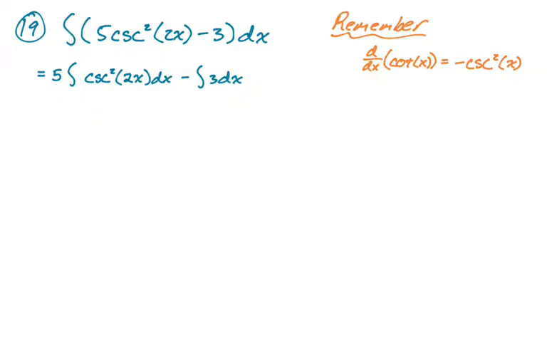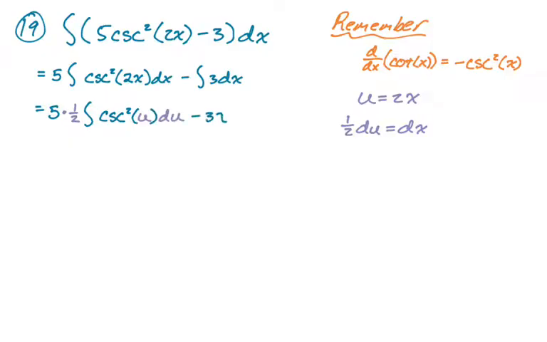We're going to have to do u-substitution on the first one. U is 2x. So 1/2 du is dx. So our integral will become 5 1/2 the integral of cosecant squared of u du. And then minus, let's just integrate it, right? 3x plus c. So for the integral that remains, we'll have 5/2.